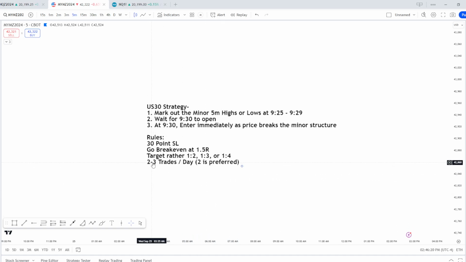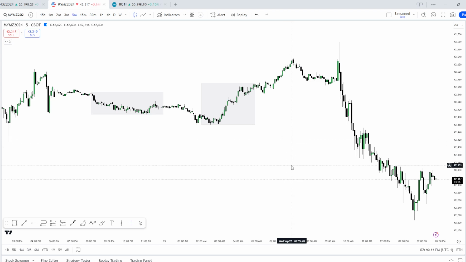Another rule, 2 to 3 trades per day. I would say to be on the better side, it's 2. If you lose the first 2, the chances that the third is going to win is pretty low, but there are days that it happens. So I would say that would be really up to your risk tolerance, your risk profile on your account. But yeah, that is all the rules for the strategy. So now I can go over a couple examples.